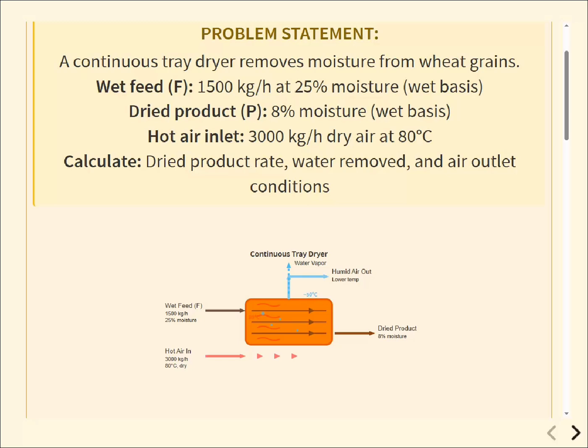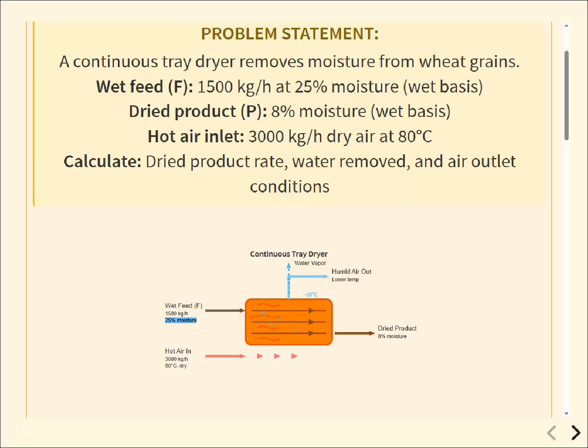Today we are tackling one of the most important industrial processes, drying operation. Here we will solve a complete wheat grain drying problem. This type of drying problem you may encounter in food processing, pharmaceutical and chemical manufacturing. So by the end of this video, you will have mastered drying mass balance calculation and understand exactly how moisture removal works in an industrial dryer. You know, drying is everywhere in industry, from breakfast cereals to life-saving medicine.